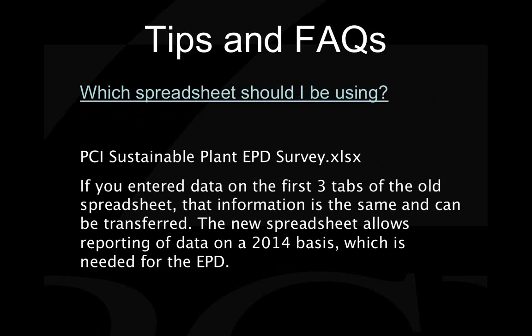Okay, which spreadsheet should I be using? So we covered this a little bit. If you're participating in the industry average EPD, you have to use this Sustainable Plant EPD Survey sheet. If you're doing just the tracking, the quarterly tracking, you can use either sheet. If you've already entered the data, if you kind of got ahead of yourself, or ahead of us rather, and entered data in the first 3 tabs of the old spreadsheet, you should be able to copy and paste that data over, because the tabs are exactly the same. It's just you want to make sure that on the EPD survey you're entering annual values, not quarterly values.